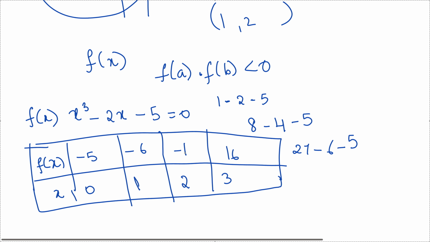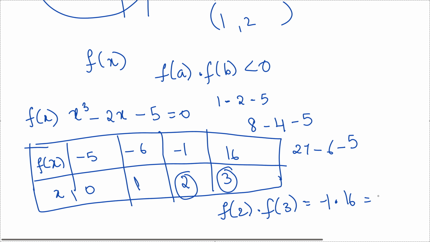Okay, so now if you see f of 2 times f of 3, how much is it? f of 2 is minus 1 times f of 3 is 16, which is equal to minus 16, which is less than 0. Okay, so when you know that f of a into f of b is less than 0, that means the root lies between them. So the root of the equation will lie between 2 and 3.